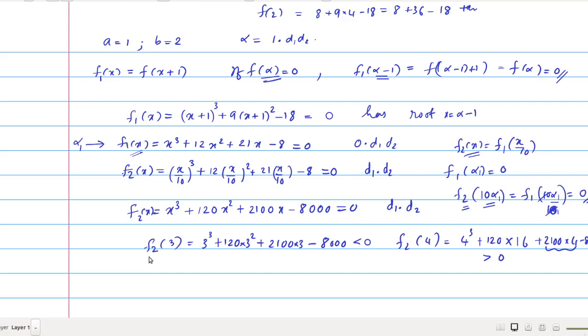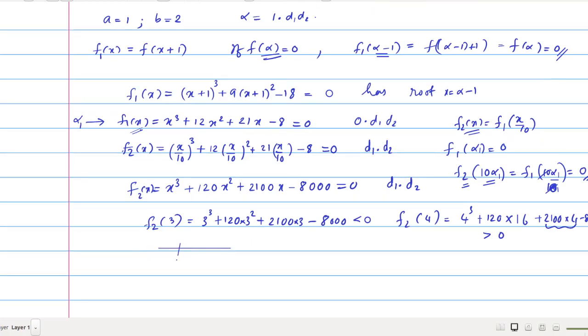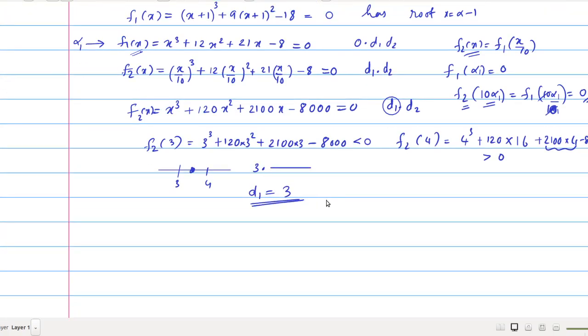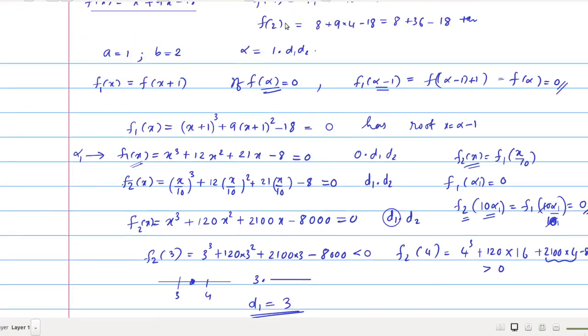So we can say that the zero of f2 is in between 3 and 4. If this is 3 and this is 4, the root of this equation is in between 3 and 4, then the root of this equation takes the form 3 point something. Okay, then we can say that this d1.d2 is the root of this equation. So d1 is equal to 3. We can say that d1 is 3. Okay, so we start again with f2 of x equal to 0. Then once you get this d1, we can get this alpha as 1.3 d2.